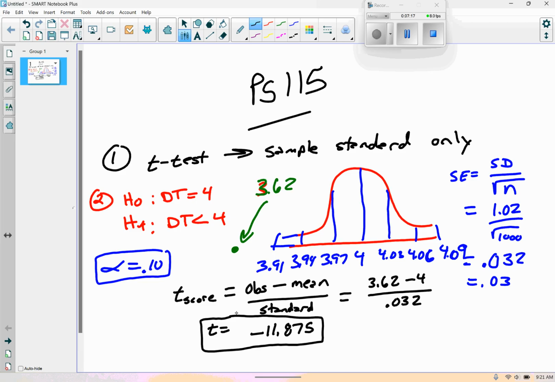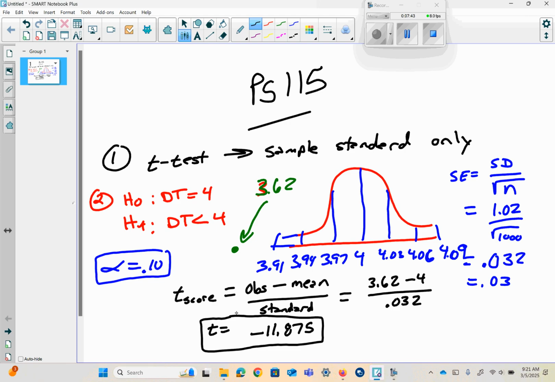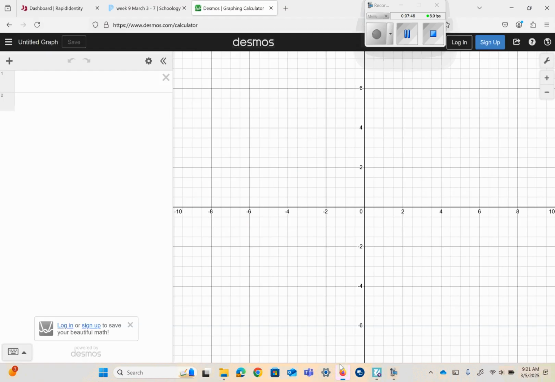Now, friends, does anyone want to take a guess how small our t-value is going to be? Very, very small. We're at 4, and we're counting by 0.03, and we need to get all the way to negative 11.875. So I'm pretty confident, without even doing a whole lot of math, that we are going to reject our null hypothesis. But why not let Desmos help us?